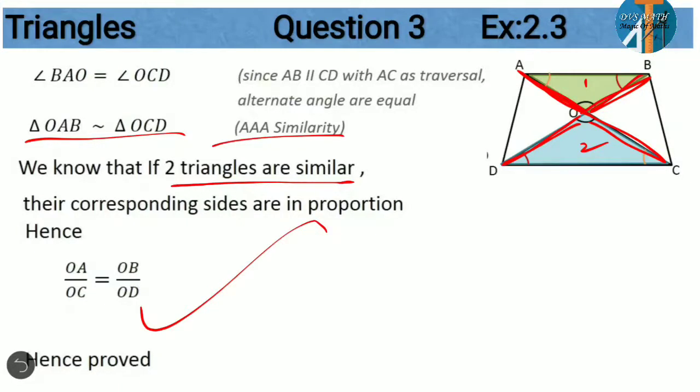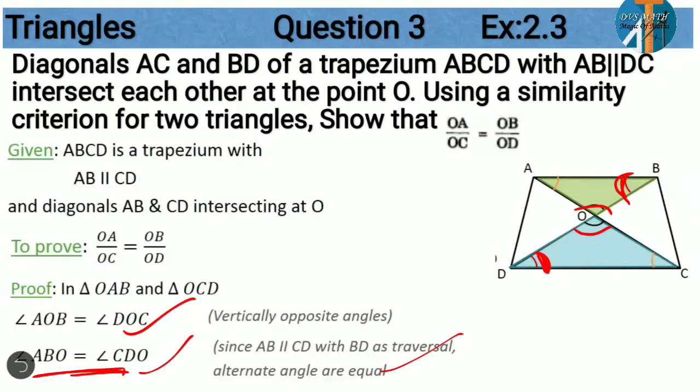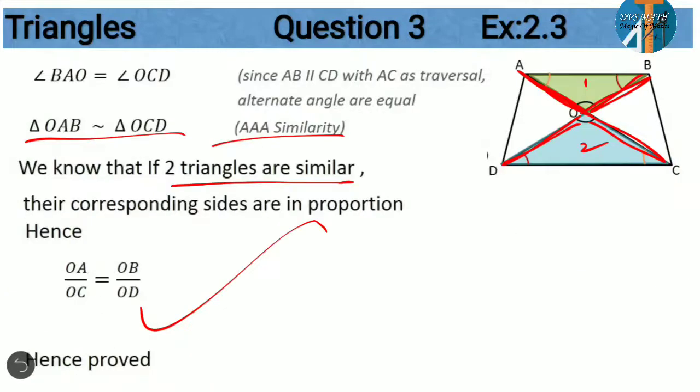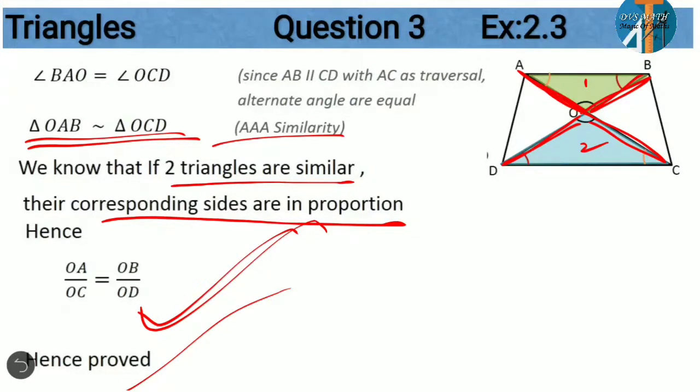So hence proved. Observe carefully: first, vertically opposite angles are equal, then alternate angles are equal, then prove by the AAA similarity theorem that these two triangles are similar. Then, if any two triangles are similar, their sides are proportional. So taking the parts of the diagonals on each side, their ratios are proportional. So hence proved. Clear? So this is about question number 3.